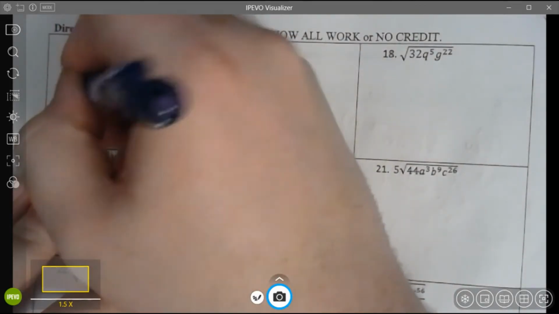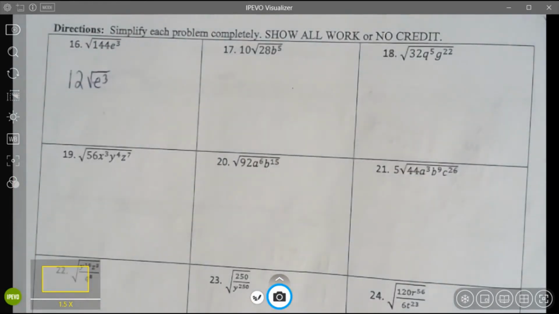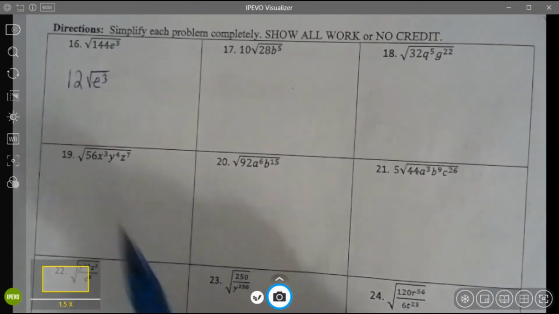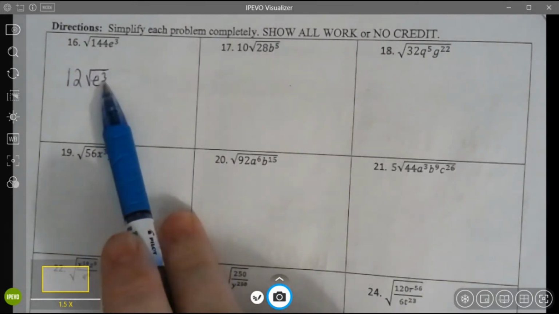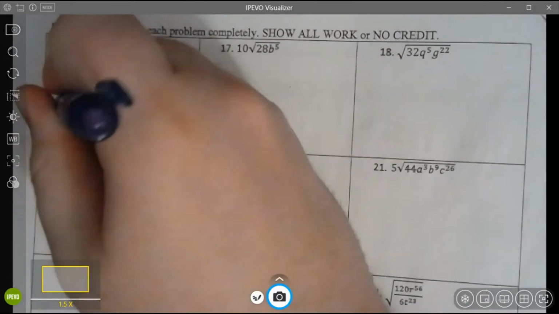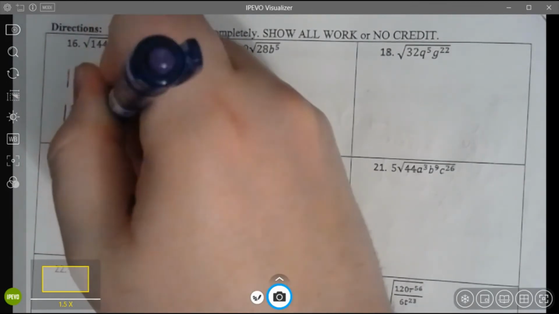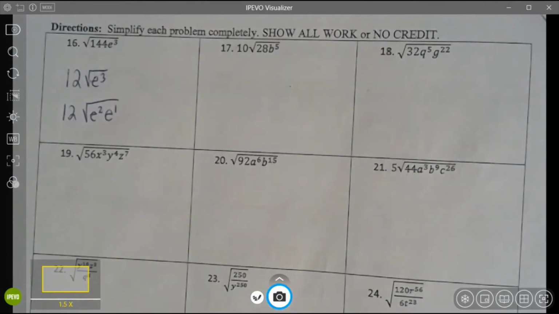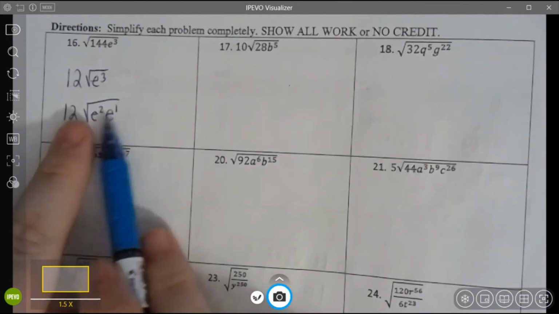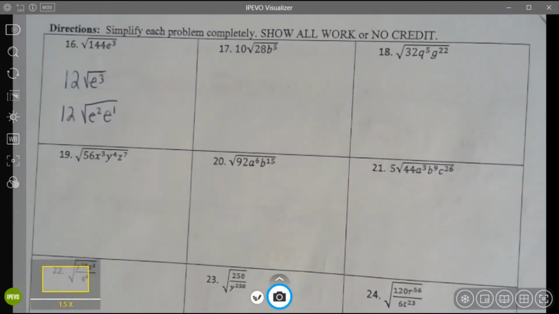Say this is 12 times the square root of e cubed. So now you're just left with e to the power of 3. But that's not fully simplified because I can split up e to the power of 3 as 12 times the square root of e squared times e to the first. So remember, your properties of exponents say that if I multiply the base together, then you can add the exponents. So when I add, I get 2 plus 1. It gets me back to my 3.